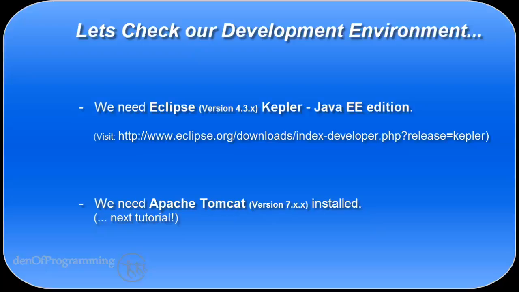Now the other tool we also need is the Apache Tomcat server, version 7. That needs to be installed and running on your machine, and I'll be covering that in detail in the next tutorial. But for now, how can you check your version of Eclipse to make sure it's the Java EE edition? Well, I'll show you, and if you haven't, it's not a problem. We can just go to the website and download it and install it. So let's cut across to Eclipse and let's check which version of Eclipse we're running on.